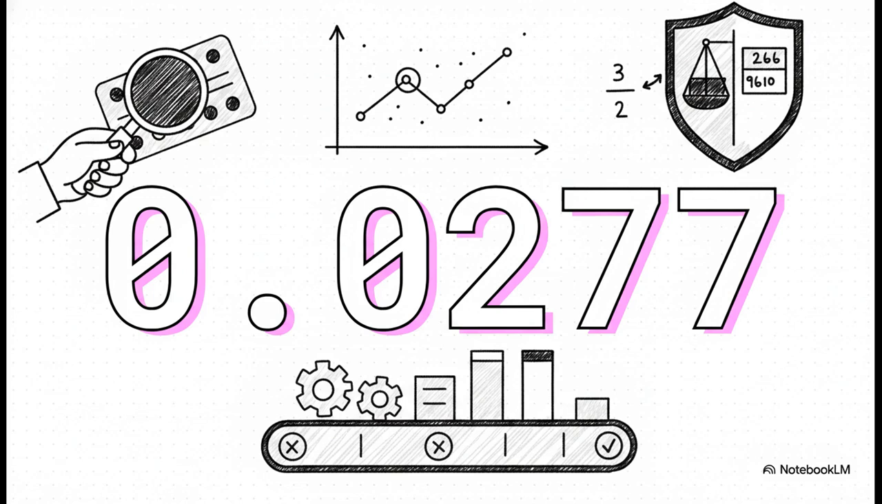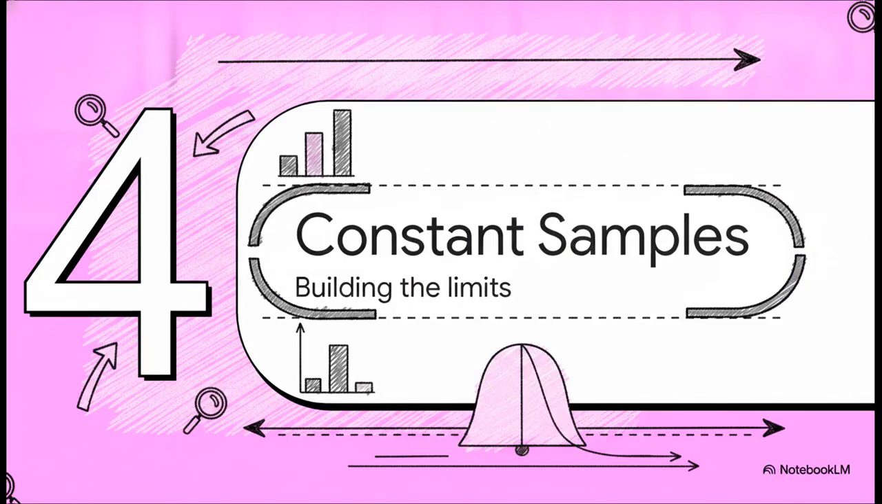266 divided by 9,610 gives us Meridian's true p-bar, 0.0277. This right here is our anchor. This is the true center line for our chart. All right, on to Section 4, Limits for Constant Samples.